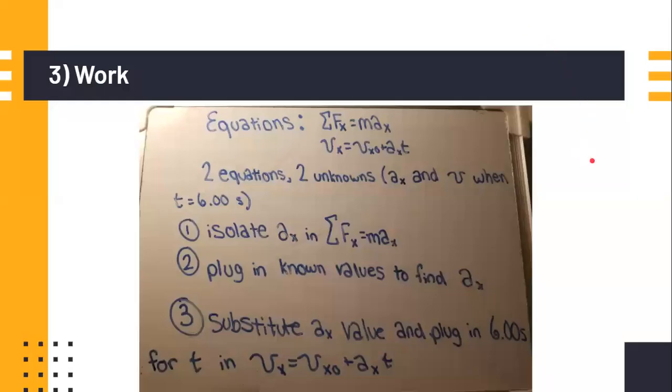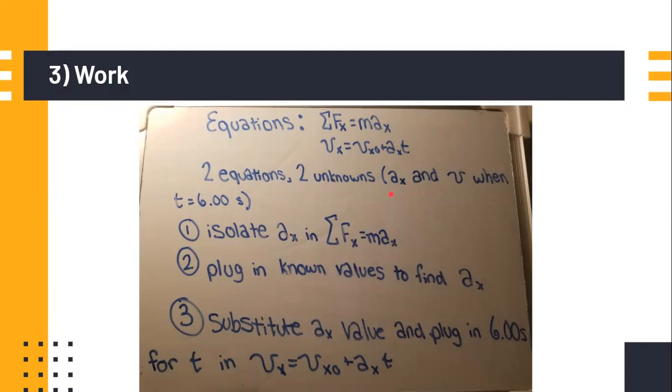Hi, so this is how we are going to solve problem 17 on page 115. We figured out that we're going to use Newton's second law and the time-dependent kinematic equation, velocity equals initial velocity plus acceleration times time. Notice that we're using the x subscripts here because the block is only moving left and right. We're not going up and down, we don't need to worry about vectors or anything like that. We have our two equations, and we also have two unknowns, which is nice because we can solve this problem.